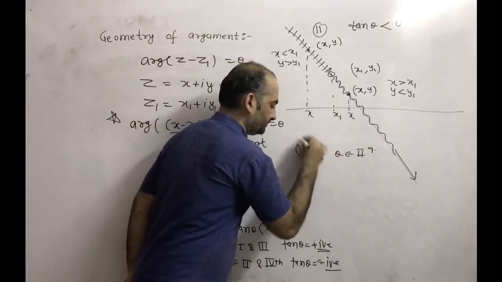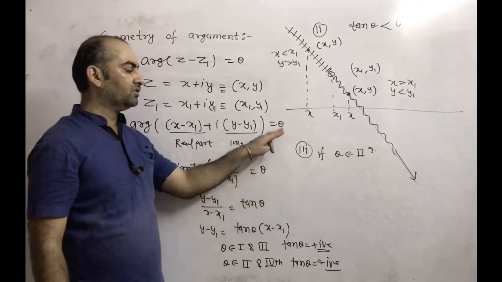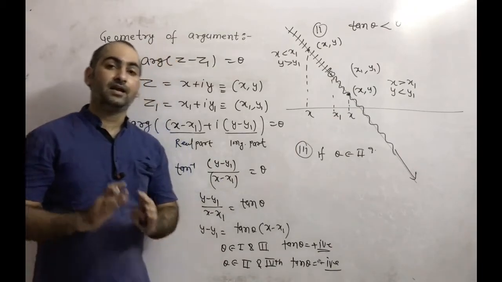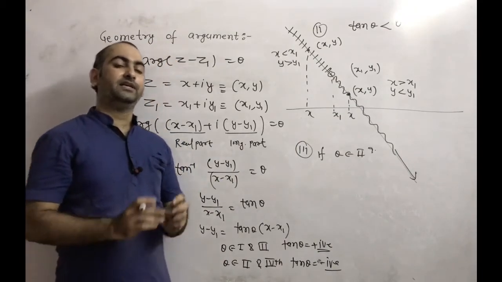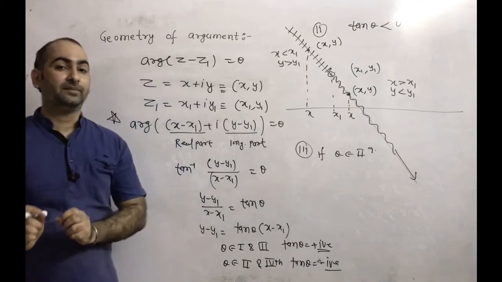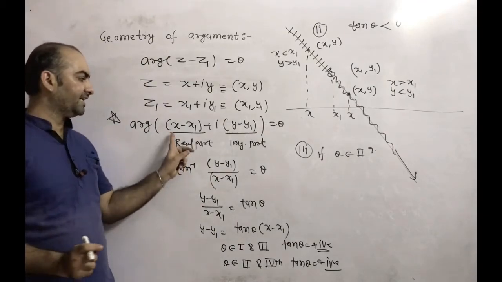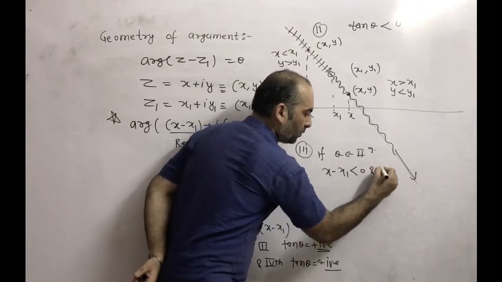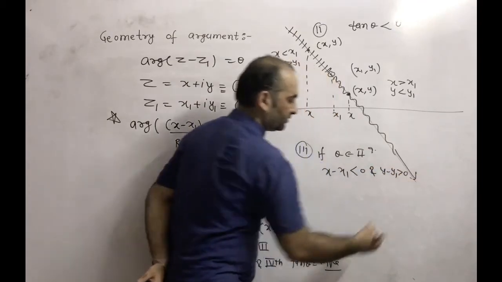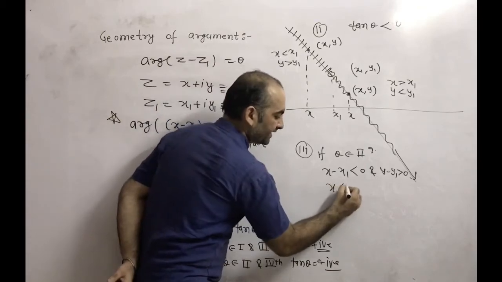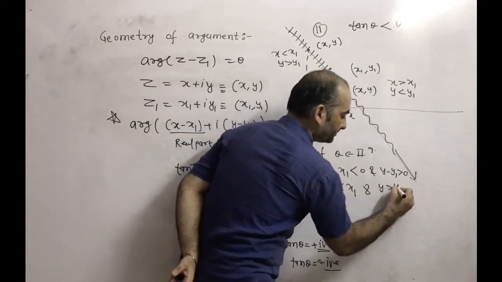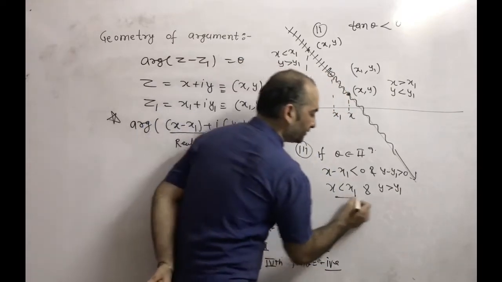Now here, if theta belongs to second quadrant, this is third case. So for any complex number, if argument lies in second quadrant, then we can say that real part should be negative but imaginary part should be positive. That means x minus x1 should be less than 0 and y minus y1 should be greater than 0. So from here what will come? X is less than x1 and y is greater than y1. Okay, so this we have to find out.